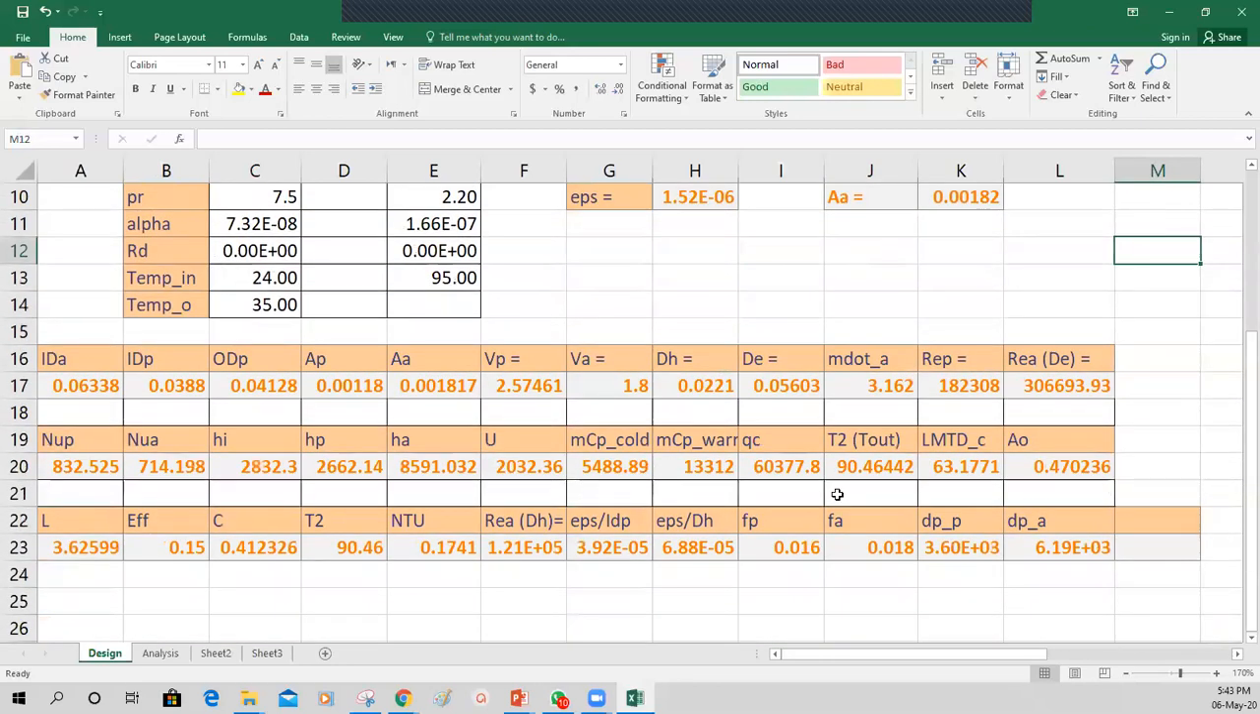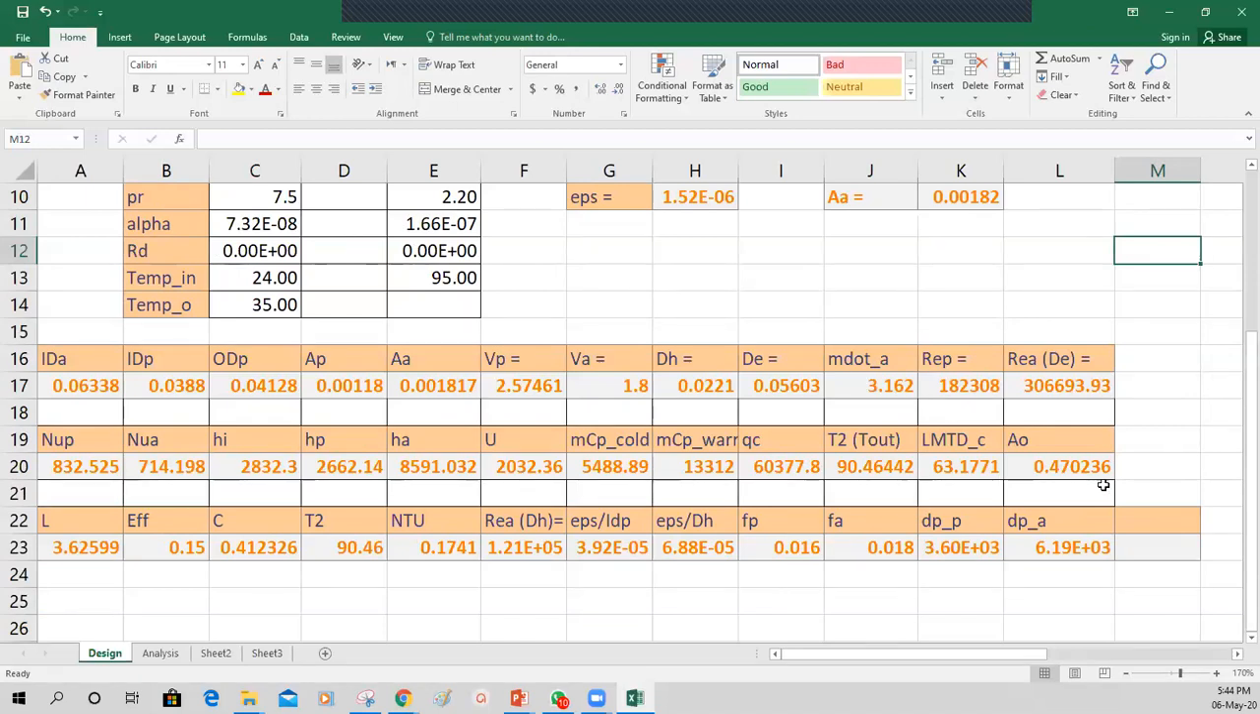Then we need to calculate the area subjected to heat transfer, A naught. So A naught is equal to pi ODP multiplied by L, pi DL basically. The D means ODP. And then we calculated this. But the length we don't have, so we need to calculate the length, right?